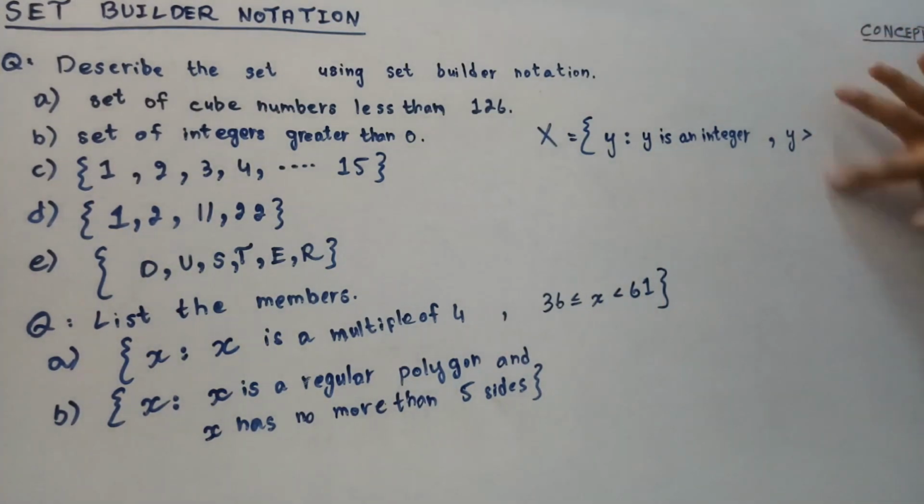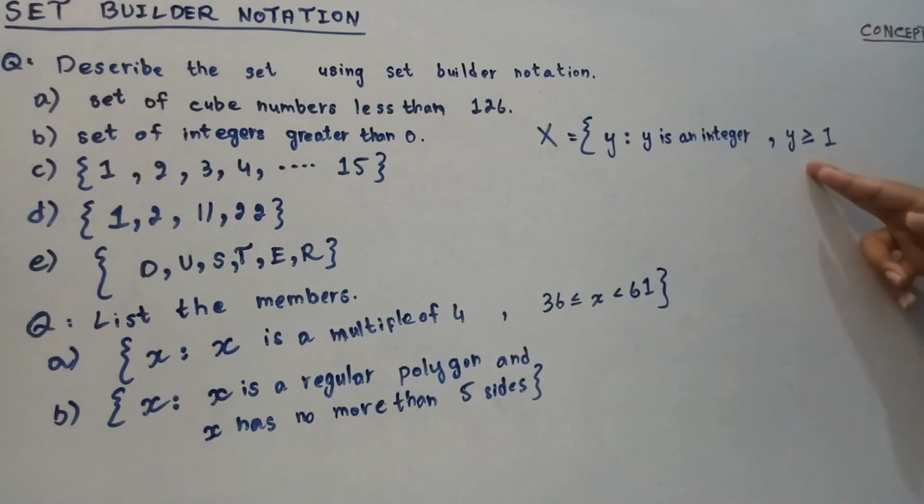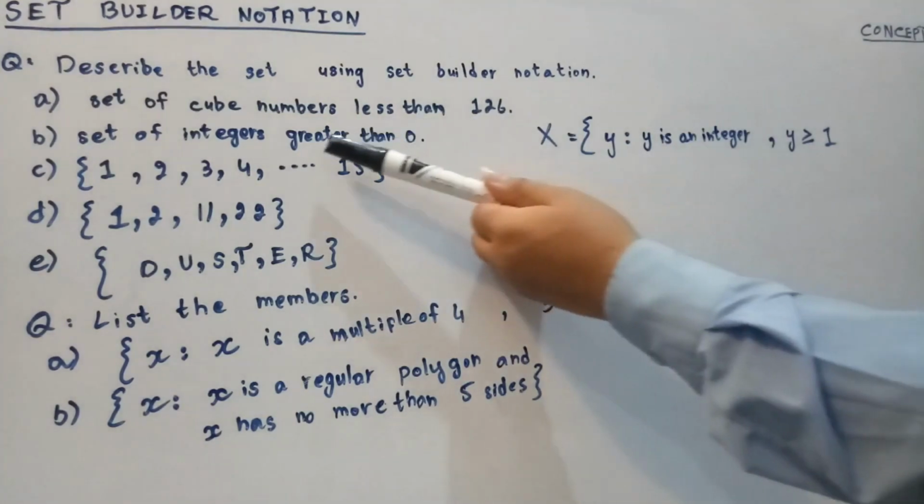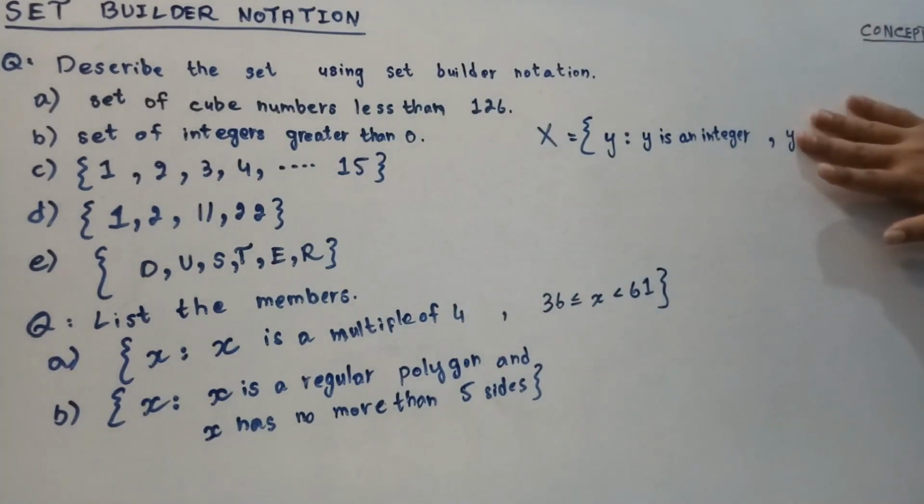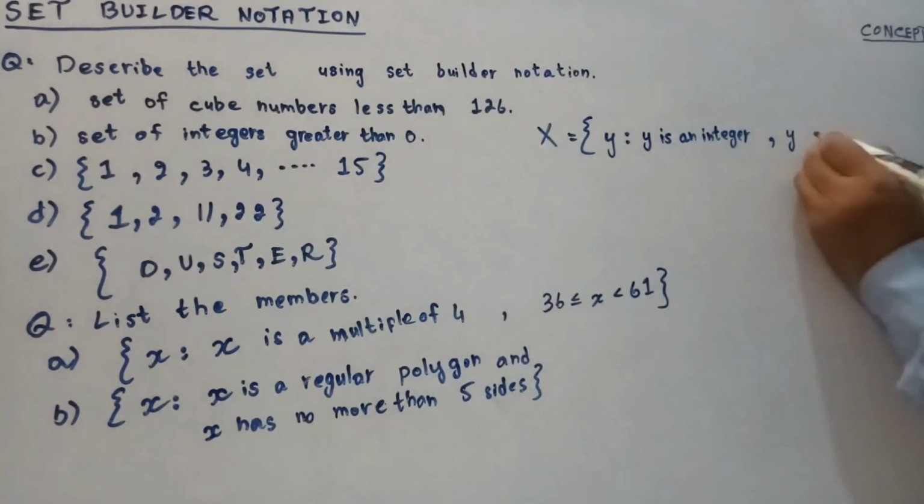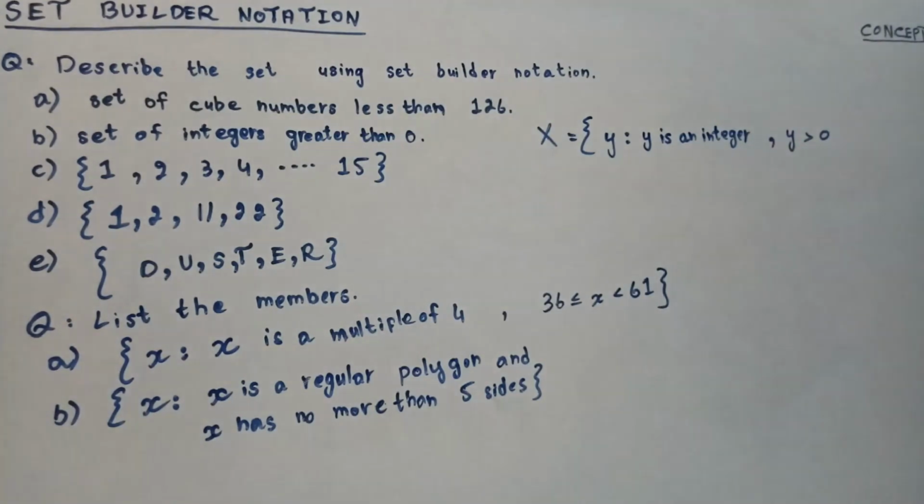I can also write it in this way. Why? Because greater than 0 means the element is equal to 1 or greater. The elements greater than 0 means the first number will be 1 here, because greater than 0 means 0 is not included in it. So I can also write that the element should be equal to 1 or greater than 1, but here it is written only greater than 0. So it is more accurate to write that the element is greater than 0. You are getting my point.